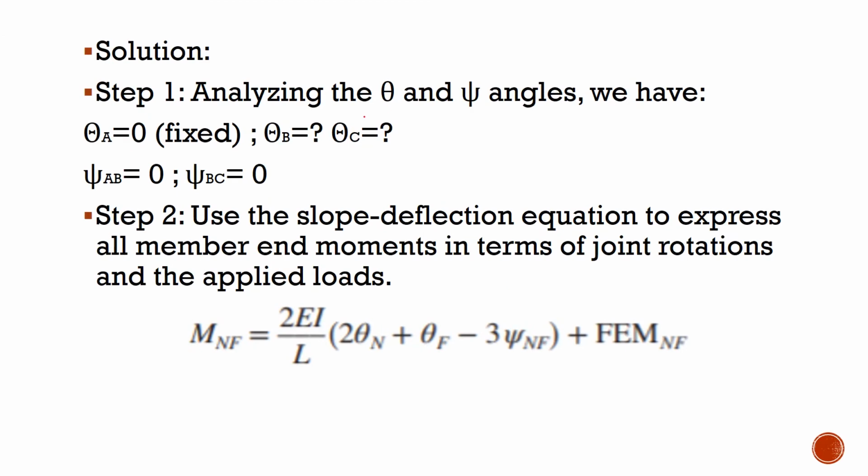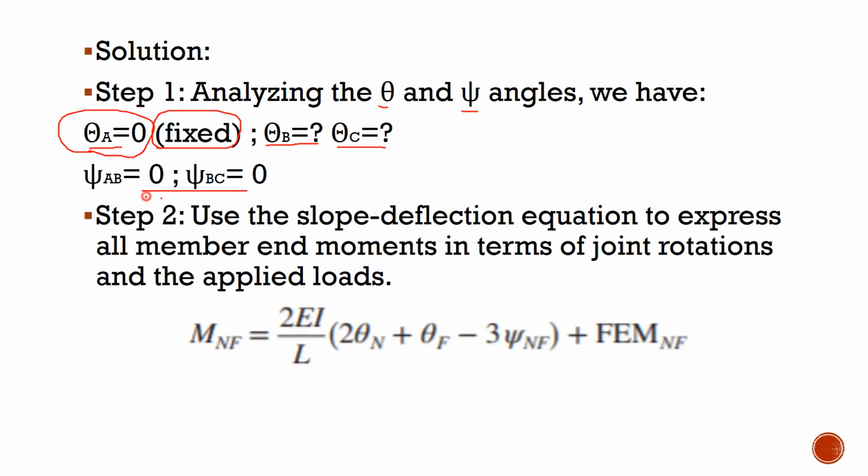Okay, so we'll analyze theta and psi angles. So we have this at A guys. So makita na nato that rotation or theta at A is 0, no? For the reason that the support there is fixed. 'Di ba? Pag fixed support, walay rotation, no? Walay rotation. So at B and C, there will be rotation, no? So, which is unknown, no? Wala ta kabalo kung saan na siya na rotation. So, mao na naka question mark na sila duha. Then, ang ato ang psi AB and BC is all 0.